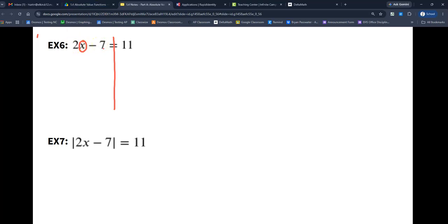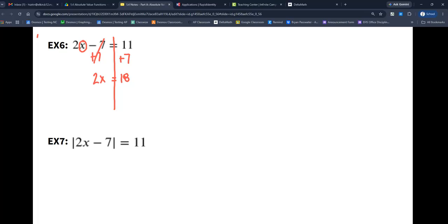So how do I get rid of that minus 7? I'm going to add 7, and that'll cancel this out. So I'm going to add 7 here. Okay, so that leaves me 2x. I'm going to bring that down, and then I've got 18.